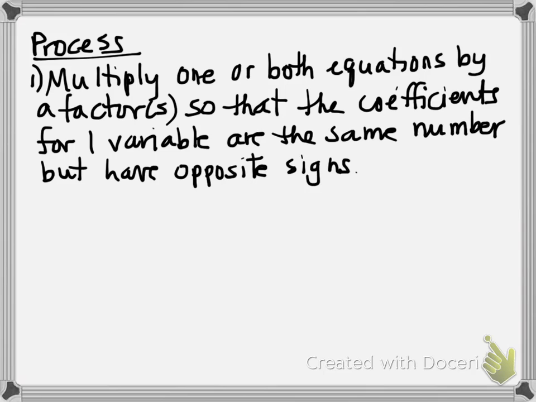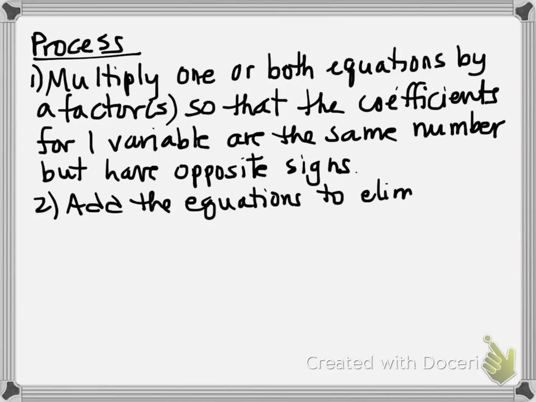Every single situation that we did, even when I had 3 alternatives for the second problem, I did the same thing. I multiplied one or both equations by a factor or factors so that the coefficients for one variable ended up being the same number but with opposite signs. And once you do that, you're going to add the equations to eliminate one variable. Now, I'm not going to write the rest of this because you've written it at least 2 times now. Once you do that, you solve for that remaining variable.